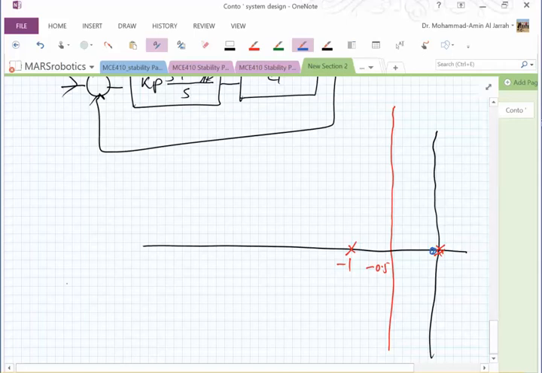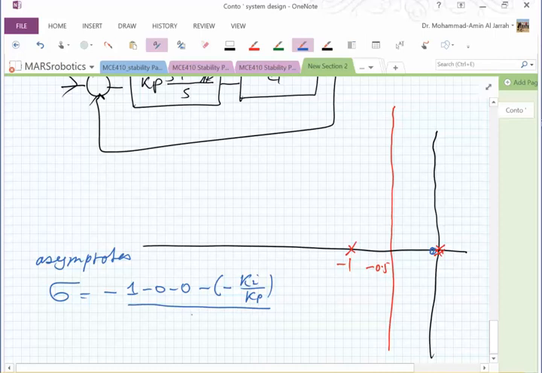Now if I check sigma for the asymptotes, this is the idea: sigma is -1, -0, minus Ki over Kp, over 2. So in order to maintain the shape of the original root locus, I need Ki over Kp to be very small. So let Ki over Kp be, for example, 1 over 100, 1 over 20, etc. So that's the value that we select.